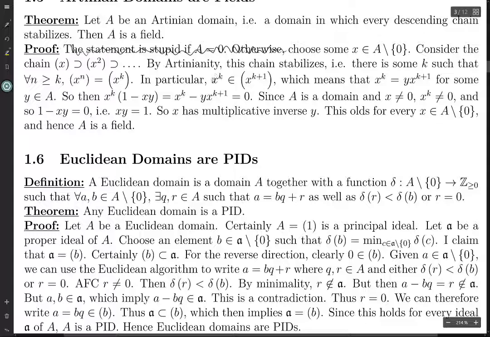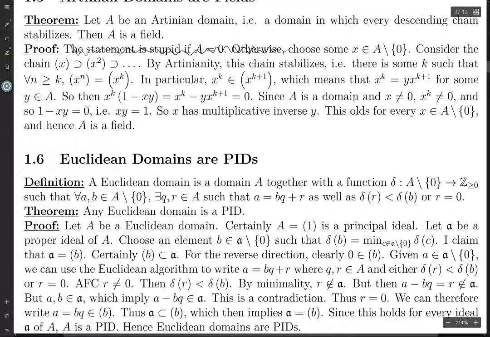In particular, x to the k is an element of the ideal generated by x to the k plus 1, meaning that there is some y in A such that we can write x to the k as y times x to the k plus 1. So now we subtract this to the other side and factor out an x to the k, and we get x to the k times 1 minus xy. Well, okay, I guess I did this a more natural way. If you multiply this out, this is x to the k minus y x to the k plus 1, and this is 0 because of this.